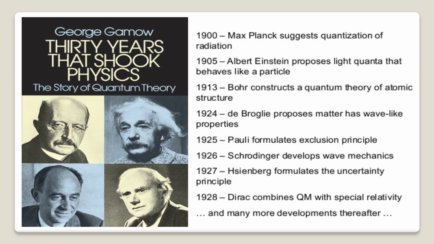In 1924, de Broglie came up with his idea of wave particle duality. In 1925, Pauli formulated the exclusion principle. In 1926, Schrödinger came up with the wave equation or wave mechanics. Then in 1927, Heisenberg formulated the uncertainty principle. In 1928, Dirac combined quantum mechanics with the special theory of relativity.